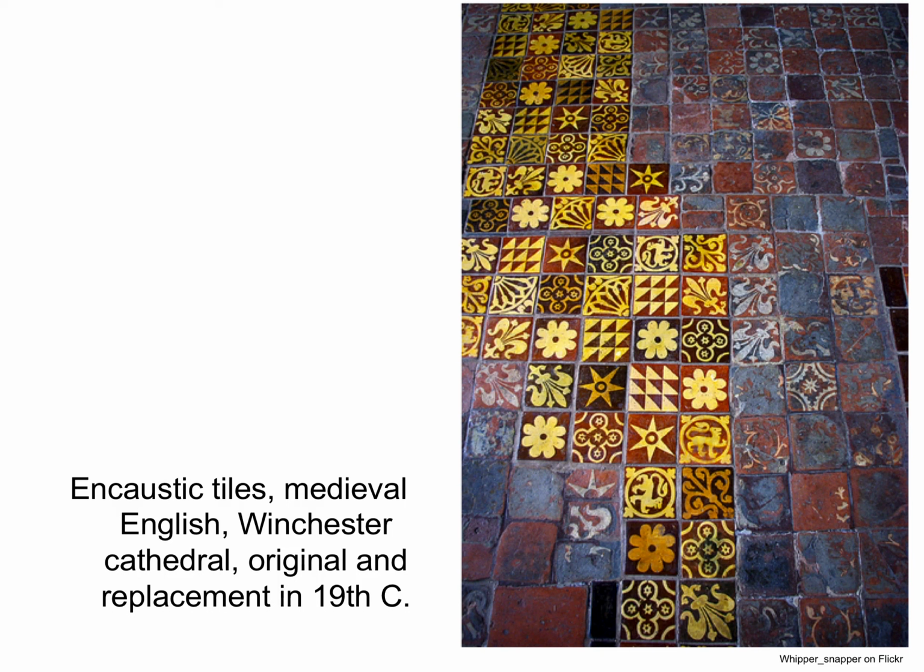This is an example of encaustic tiles from medieval English at Winchester Cathedral. And you see some original tiles, the very worn and old looking one, and then some replacement for those tiles that were made in the 19th century.